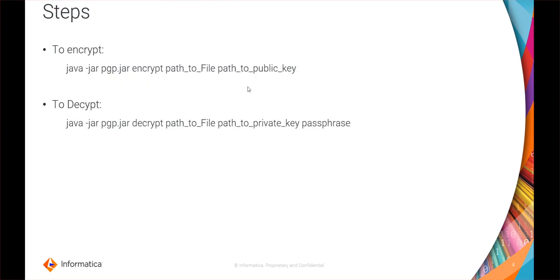So moving on to the steps, we have a Java file that is attached to the KB. We have to download that Java file, then run this particular command to encrypt any file. We just have to run java jar pgp jar, that will be the Java file we'll be downloading from the KB, then encrypt, that is the command to encrypt, then path to the file, that is the path we want to encrypt, then path to the public key. Similarly, to decrypt, we use this command. Here, the only difference is instead of the public key, we will be using the private key and the passphrase related to the private key.